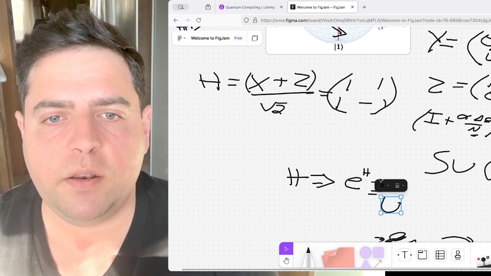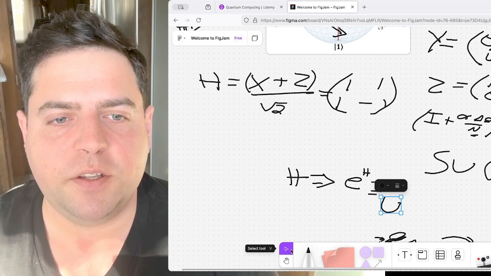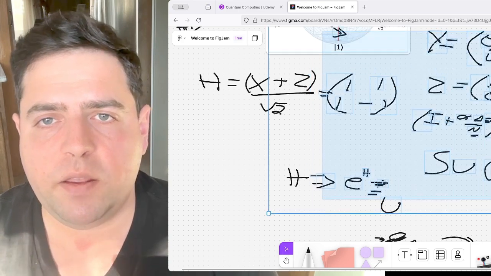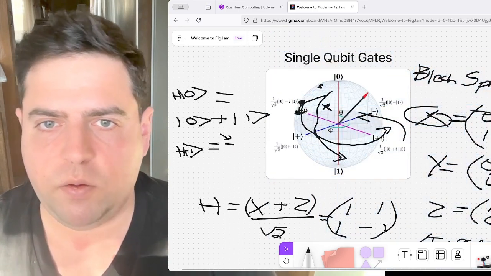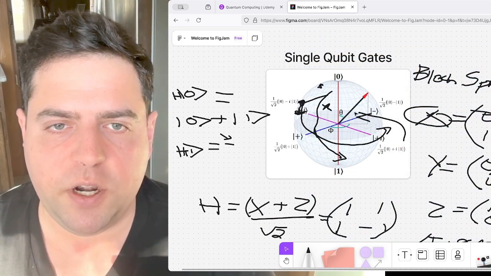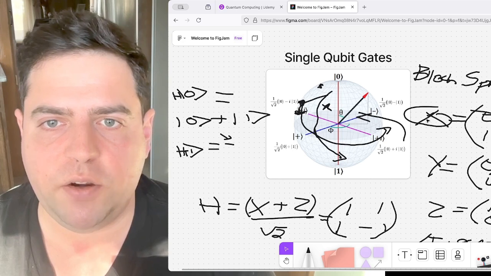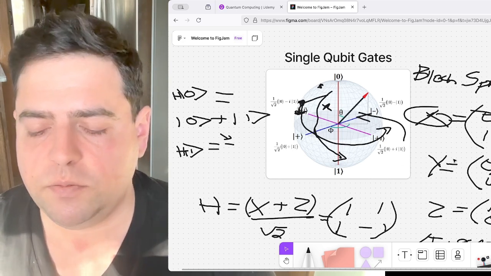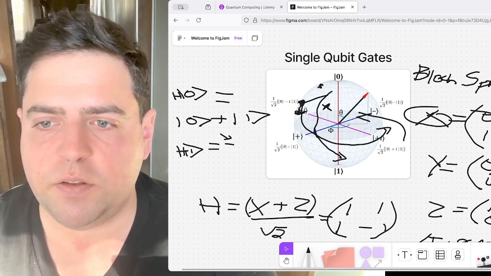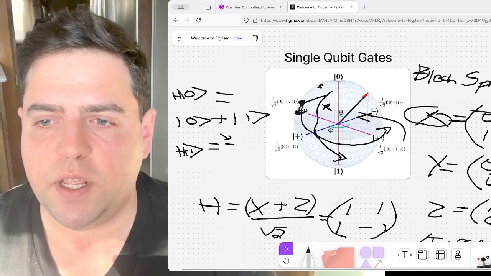So that's why, when you exponentiate each one of these little infinitesimal operations, you get a continuous rotation rather than just an infinitesimal rotation, right? So that's the significance of the Pauli matrices and why they generate this thing on this Bloch sphere here.